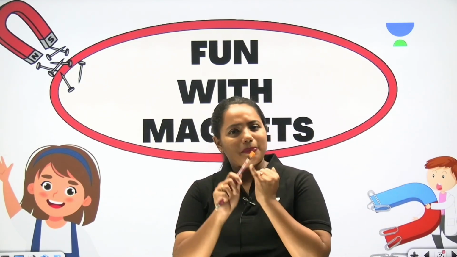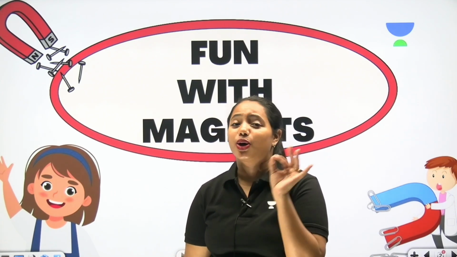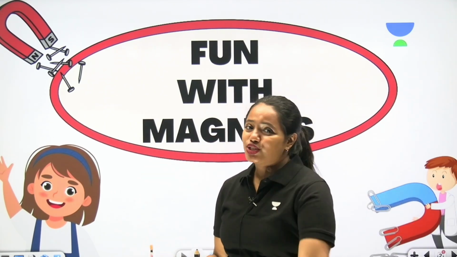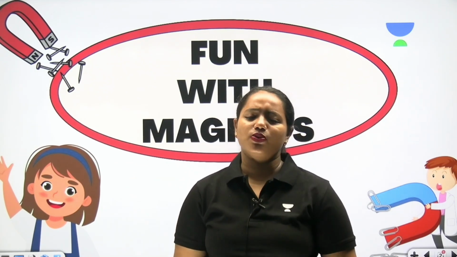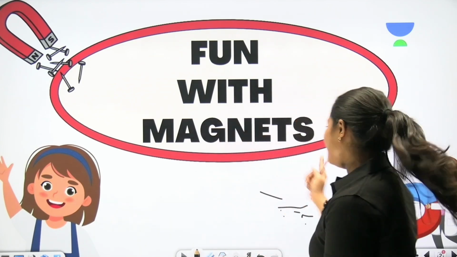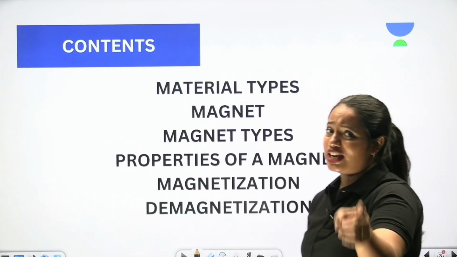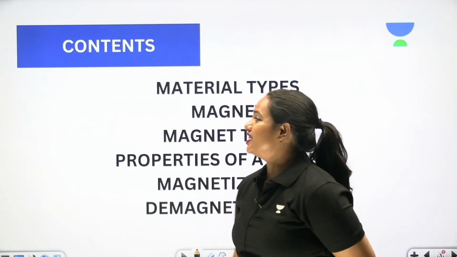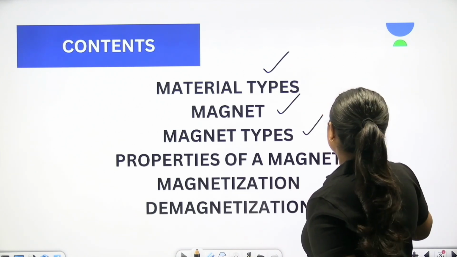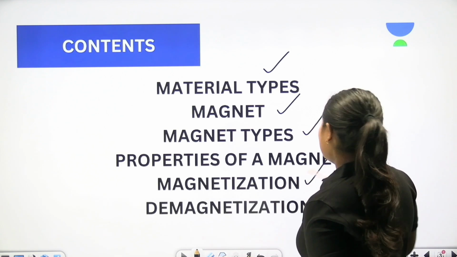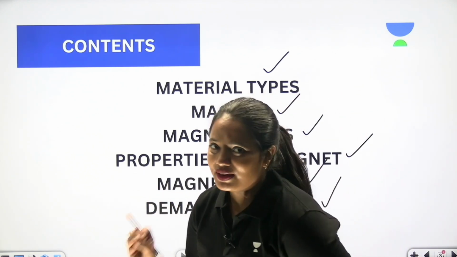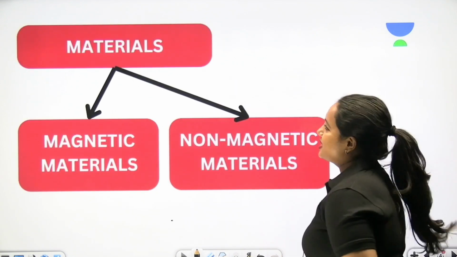Before that, please have a notebook and a pen with you so you can note down the important points, as we are going to discuss multiple concepts today. If you have any doubts in between, please don't hesitate to ask in the comment box. So let's dive into the session. The basic contents we will be learning today are material types, magnet types, properties of magnet, magnetization, and finally demagnetization.